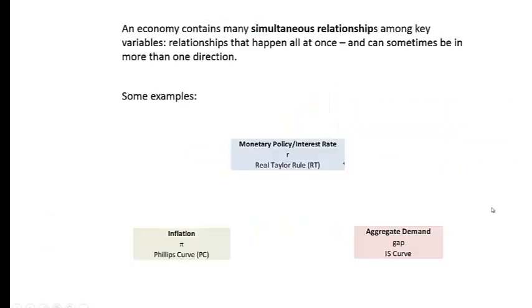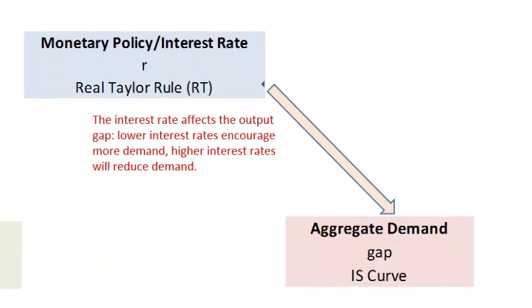An economy contains many simultaneous relationships among economic variables. These are relationships that happen all at once. Sometimes the relationships between these variables can be in more than one direction. Let's review some simple examples. We've already learned that the interest rate affects the output gap. When interest rates fall, it's cheaper for households and firms to borrow. Lower interest rates thus encourage more demand. This helps to bring the output gap up.